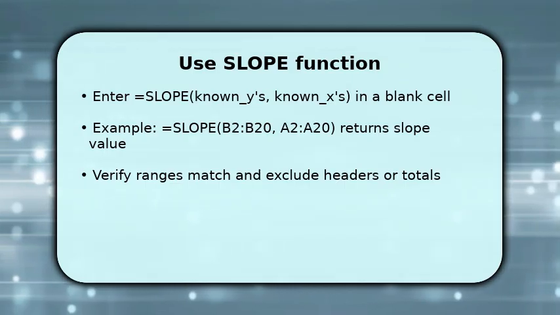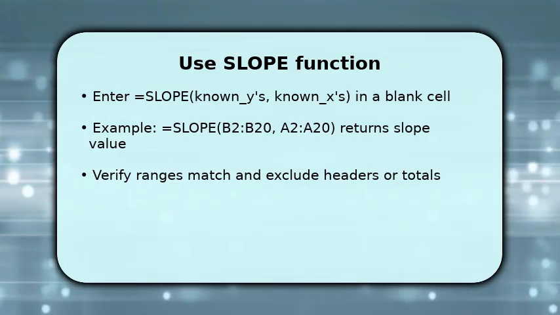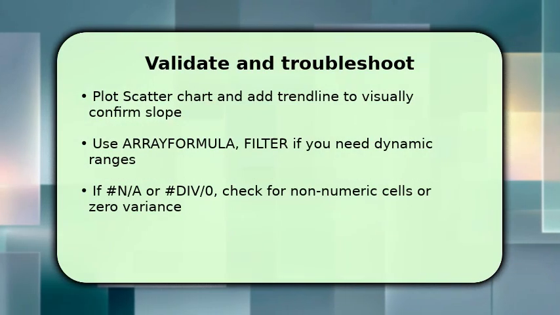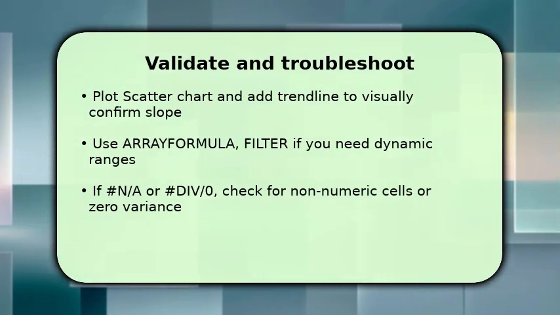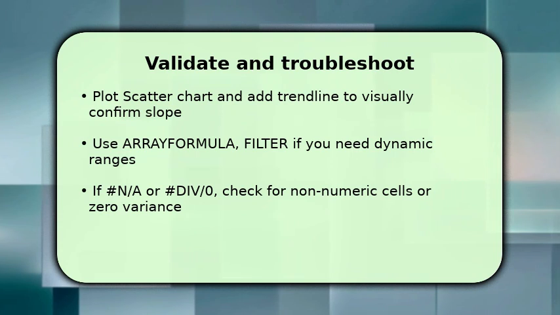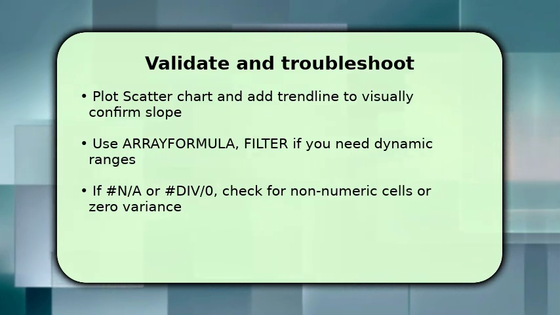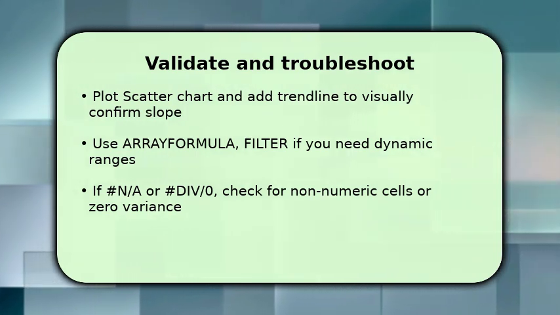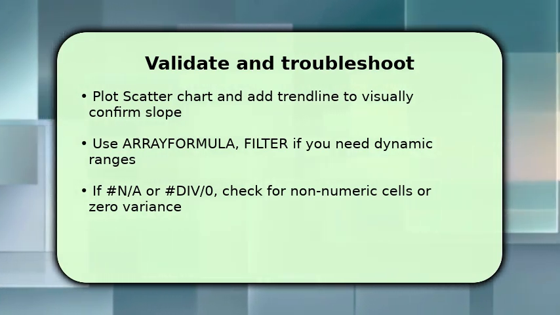You finish by validating the result visually and programmatically. Create a scatter chart, add a trendline, and compare its slope to the SLOPE output so you see why the value makes sense. Once done, use ARRAYFORMULA or FILTER to handle expanding datasets automatically.